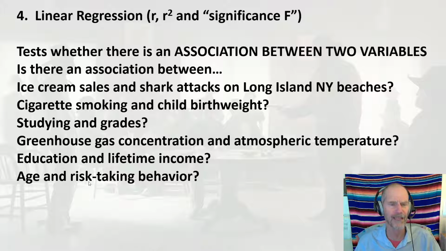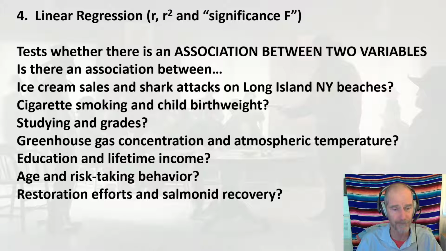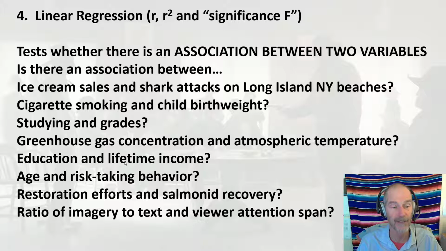I hear that risk-taking behavior is kind of high in the late teens and early 20s, and then it drops off. So could we do linear regression on that? Sure we could. Okay, back to environmental science. How about restoration efforts, like miles of restoration along a river, and salmonid recovery in that river? So this is all linear regression.